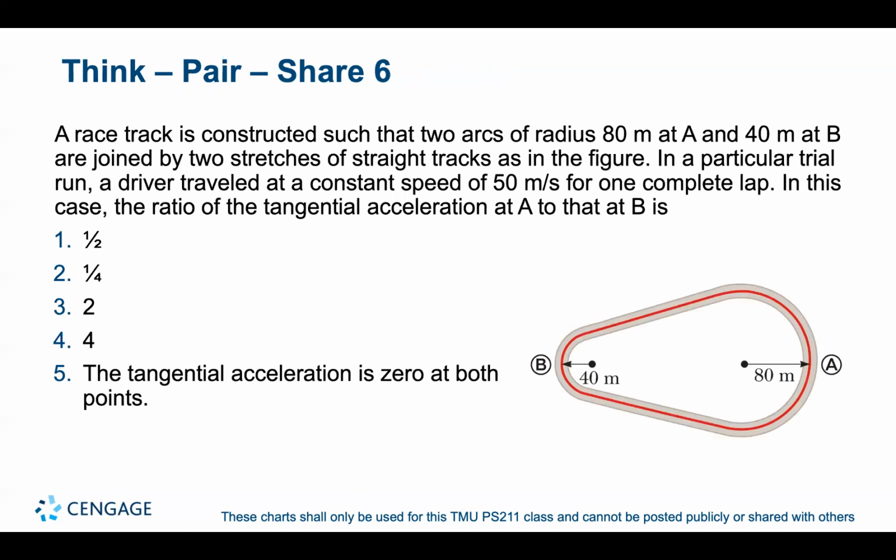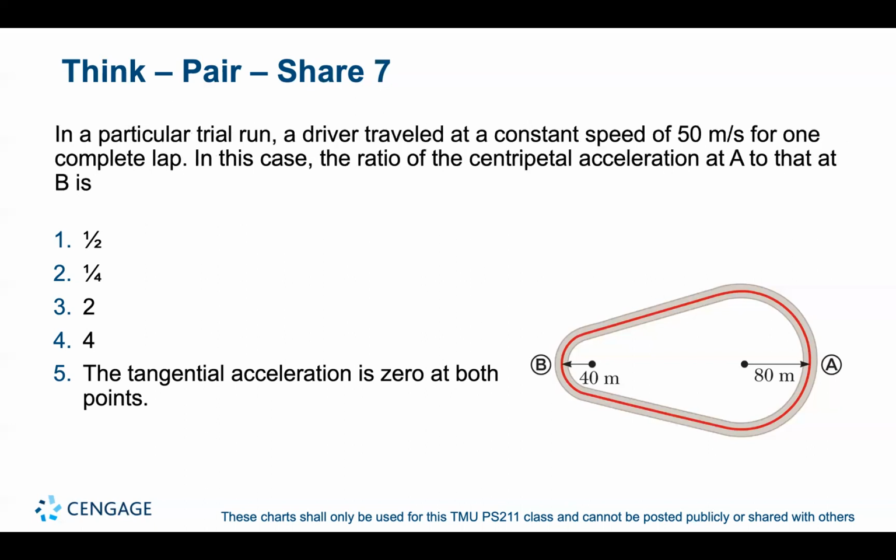A racetrack is constructed such that two arcs of radius 80 meters at A and 40 meters at B are joined by two stretches of straight track, as in the figure. In a particular trial run, a driver travels at a constant speed of 15 meters per second for one complete lap. In this case, the ratio of the tangential acceleration at A and B is... the answer is the tangential acceleration is 0 at those points. And the reason is the tangential speed is constant, and thus the tangential acceleration is 0.